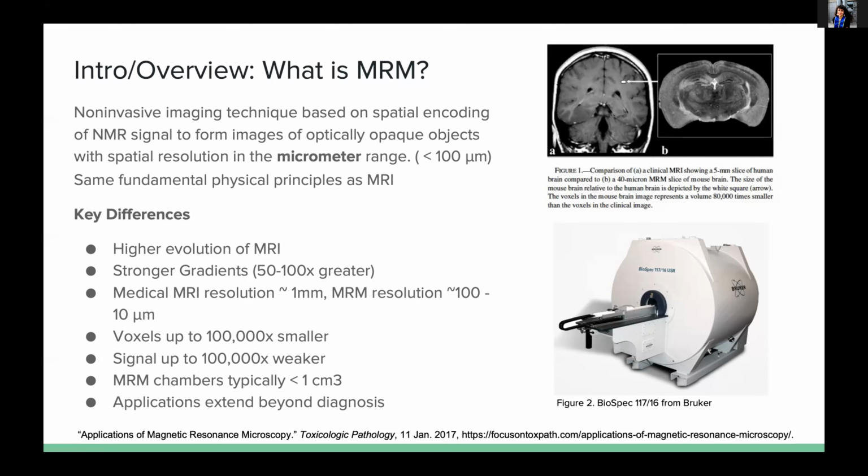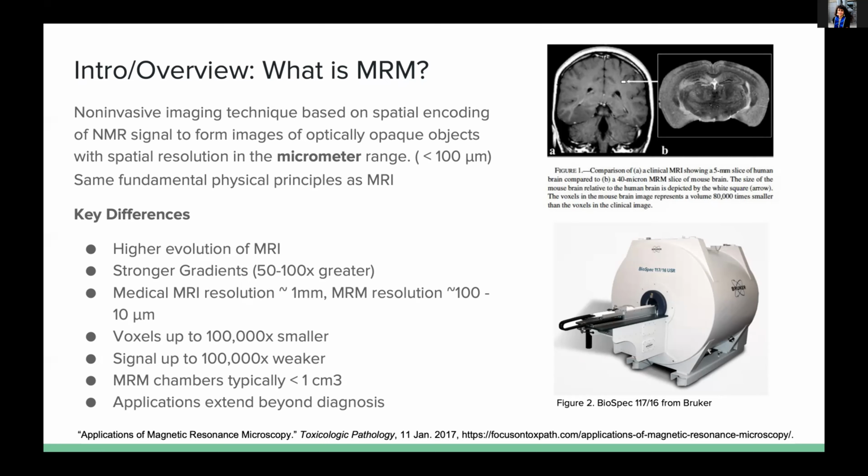Okay, so I will start with an intro review of MRM, basically a non-invasive imaging technique based on spatial encoding of NMR signal to form images of optically opaque objects with a spatial resolution in the micrometer range, so less than 100 micrometers. It runs on the same fundamental physical principles as MRI. However, a key difference to note is that it's basically a higher evolution of MRI. It has stronger gradients of around 50 to 100 times greater for spatial encoding.